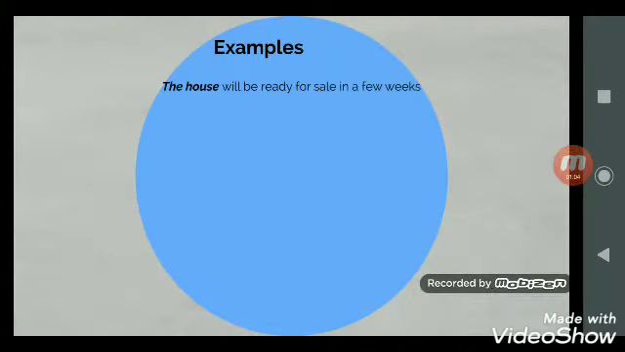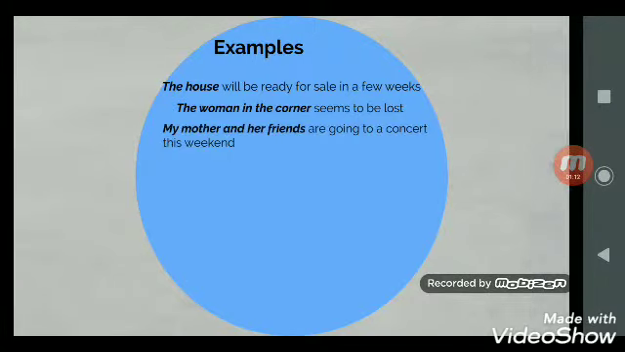Here are some examples. The house will be ready for sale in a few weeks. The woman in the corner seems to be lost. My mother and her friends are going to a concert. In this case, we have examples of subjects being noun phrases.